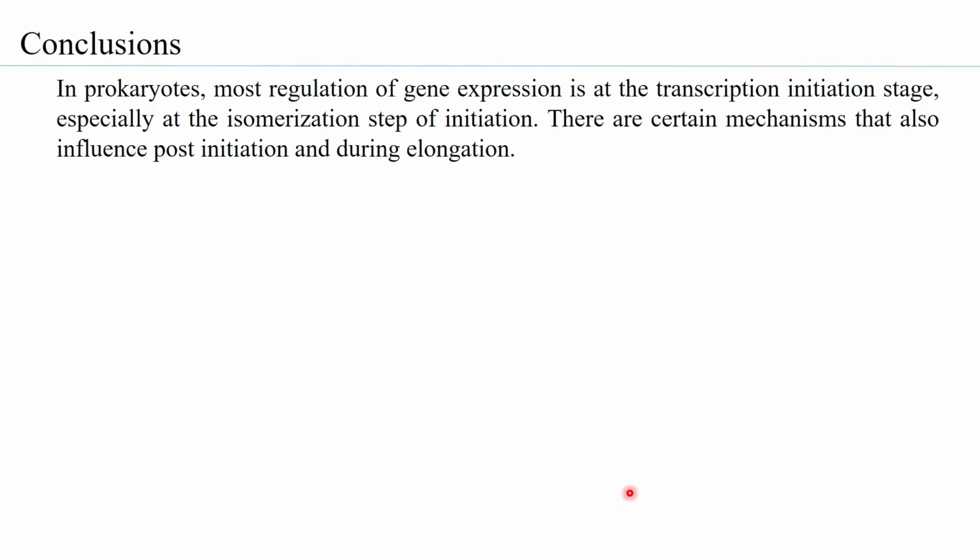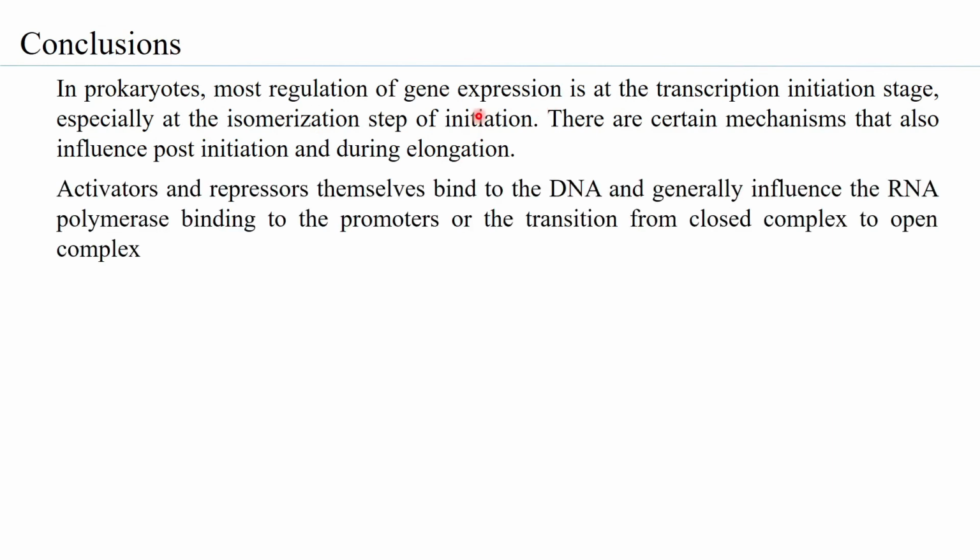So let us make the conclusions. In prokaryotes, most regulation of gene expression is at the transcription initiation stage, especially at the isomerization step of initiation. There are certain mechanisms that also influence post-initiation, for example, anti-termination, and there are also mechanisms carried out during elongation. But the most prevalent are the ones that happen at the start point of transcription.